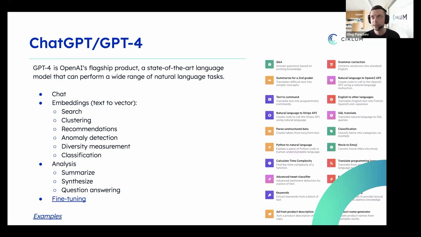On OpenAI's site, in their documentation, there is quite a large list of possible solutions that may be built on top of their basic implementation of ChatGPT and the GPT-4 model. Here is a screenshot of these examples, and you may find much more on their website. The link is in the presentation.